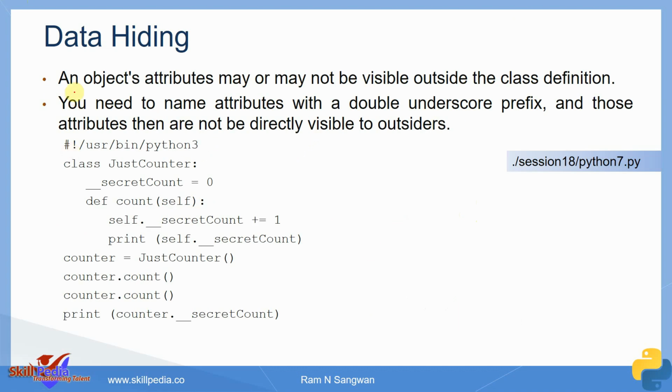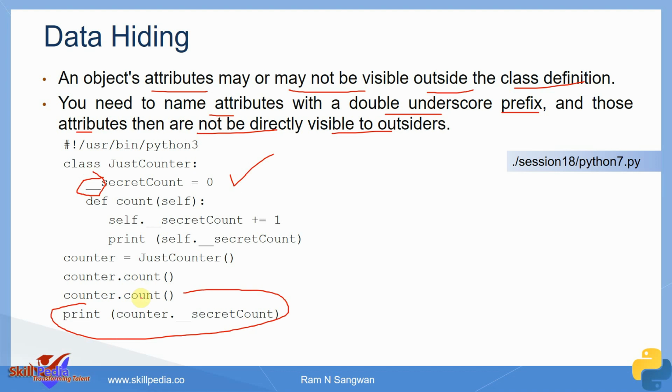Data hiding. The object's attributes may or may not be visible outside the class definition. You need to name attributes with a double underscore prefix, and those attributes are then not directly visible to the outside world. So very interesting. The only difference is you just put a double underscore. Then this will become secret. This will not be visible outside. You cannot call it. So when you try this counter secret count, you will get an error. This will not work because it is not available outside the class.